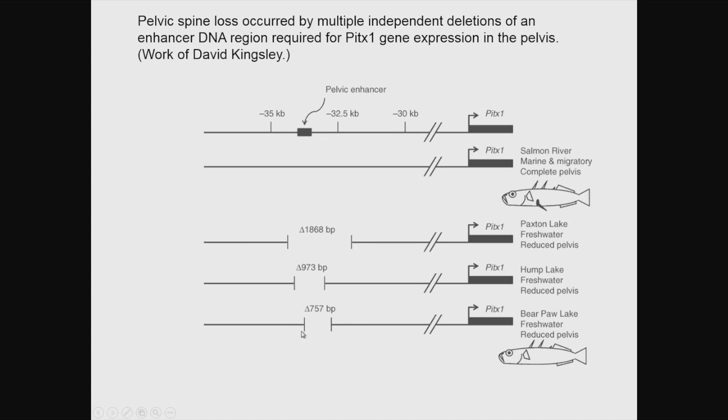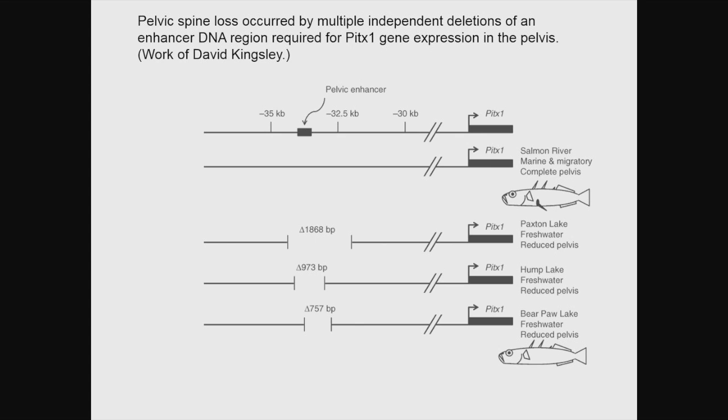But what is amazing is that in three different lakes, there were three different deletions, meaning that evolution went and picked up this particular gene and deleted that element as the quickest way of getting this particular adaptation. So three times it finds its own solution. And so this can have adaptive value.